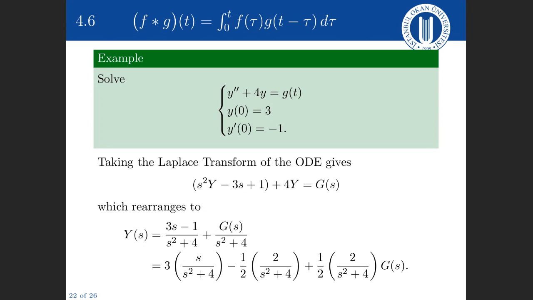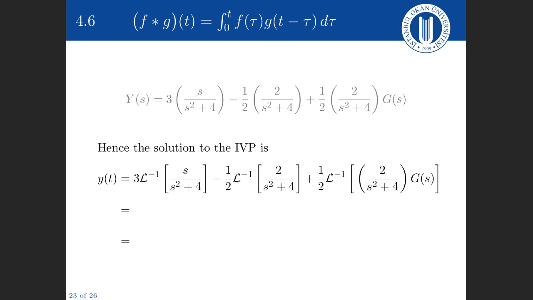And we can find that capital Y is 3 multiplied by s over s squared plus 4, minus a half 2 over s squared plus 4, plus a half multiplied by 2 over s squared plus 4 capital G of s. And by now you know why I'm taking a half outside and leaving 2 inside. Here it is at the top. Therefore, the solution to the initial value problem is the inverse Laplace transform of this function.